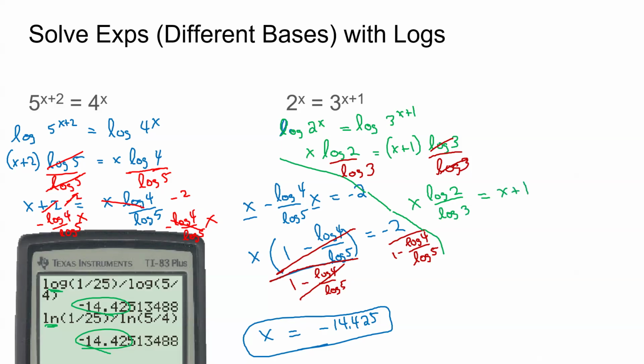I want to get all of my x's together on the same side. Same old deal, right? So here, if I come in and subtract x from both sides, then that will happen.